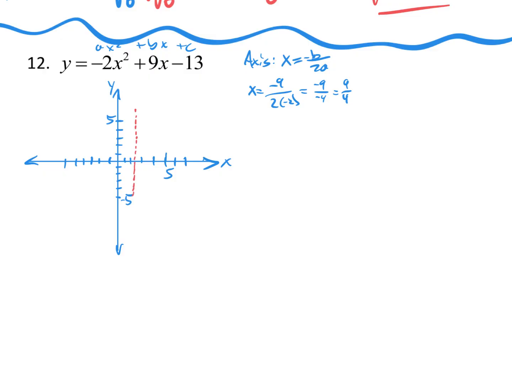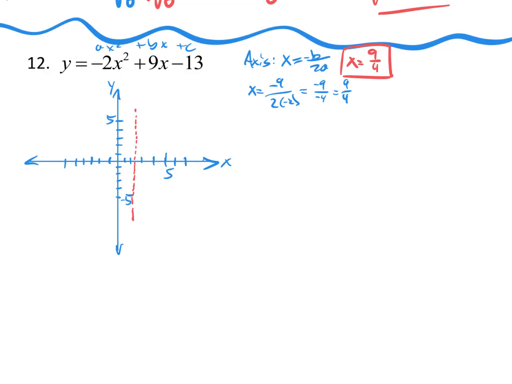So our axis of symmetry is something like that. Okay, so I know that to find the vertex, let's first write this down: x equals 9/4. Find the vertex. We're going to plug that in here.